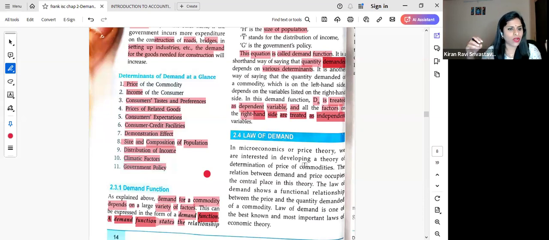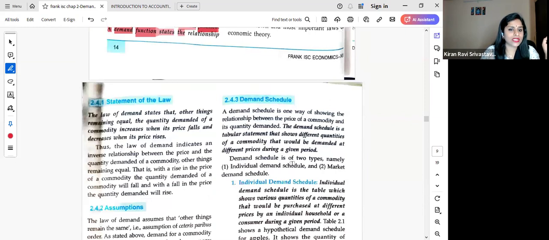And there are lots of laws. There is the law of demand, the law of supply, the law of diminishing marginal utility, the law of returns to scale, the law of returns to factor, lots of laws. The law of demand is your first law under your microeconomic theory. Okay. So now what does the law state?